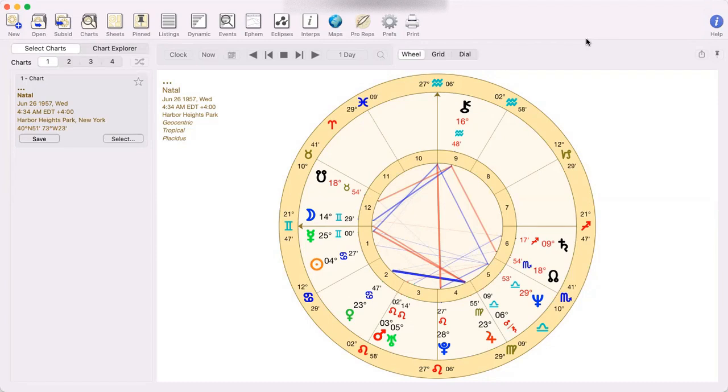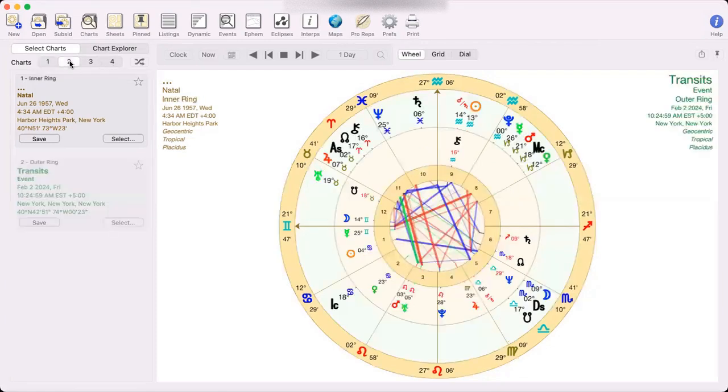So this is a random person's chart. Basically, I just typed in any time that I could find. So I used June the 26th, 1957, right? And I just used 4:34 a.m. So we're gonna look at this in relation to transits, basically. And transits, of course, are how the planets are moving in real time in relation to a birth chart, right?